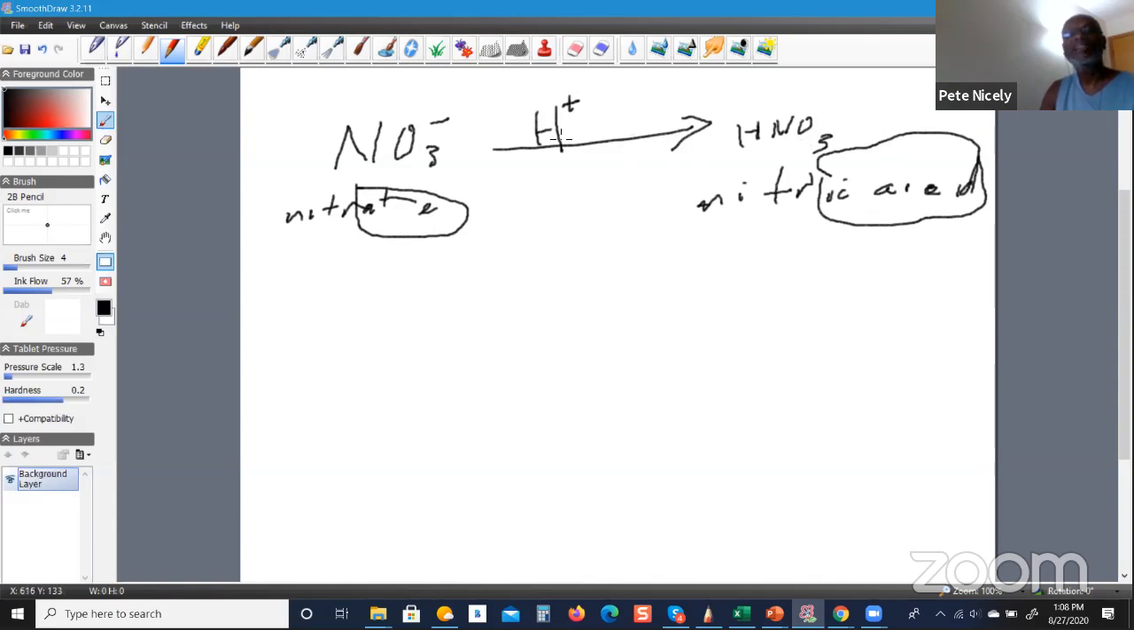We get the formula by adding the number of hydrogen ions needed, and then we convert the name ending from ATE to ic acid. Here's another example. This ion here, SO4 2 minus, is called sulfuric acid. I'm sorry, sulfate ion.